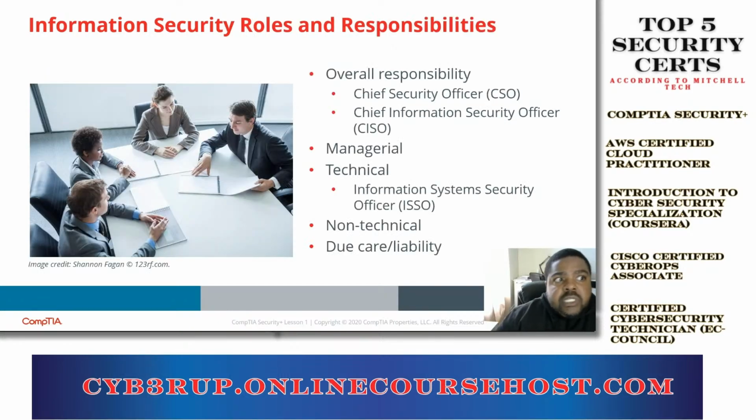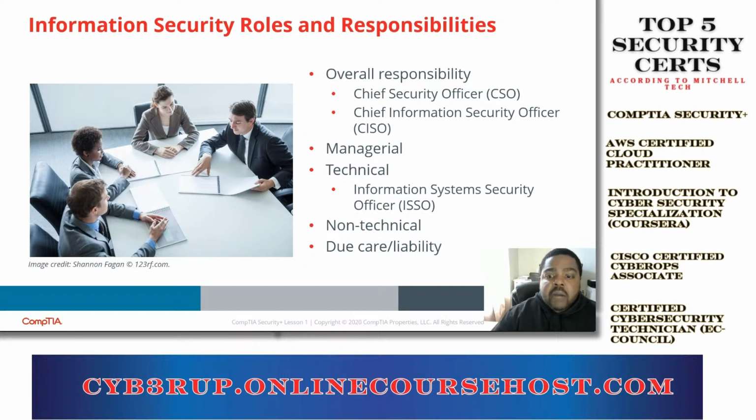Now, in your typical setting, you will have different roles in the security department. And nine times out of 10, you're going to have a chief security officer, or sometimes they may go by a CISO, which is a chief information security officer. Nine times out of 10, you'll have a manager or a technical manager right under them. And then you will have your analysts and your interns doing your grunt work, so to say, in order to place those configurations and build policies and so forth.